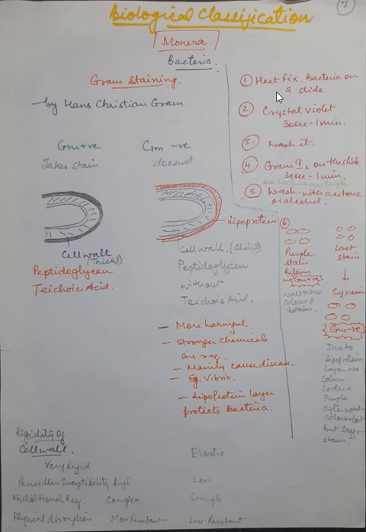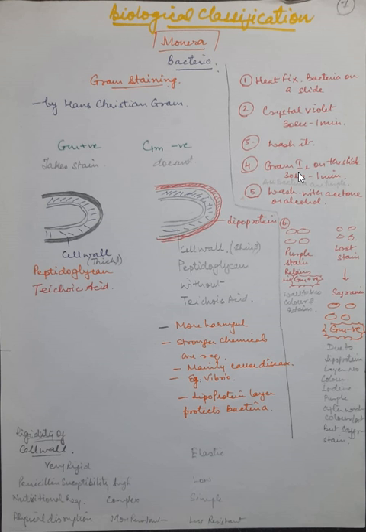First of all, we heat the bacteria and fix it on a slide. So the first step is to heat fix the bacteria on a slide, and the second step is that we pour crystal violet on it, which is a kind of stain that helps in coloring. Then we leave it for about 30 seconds up to a minute, and after that we wash it.